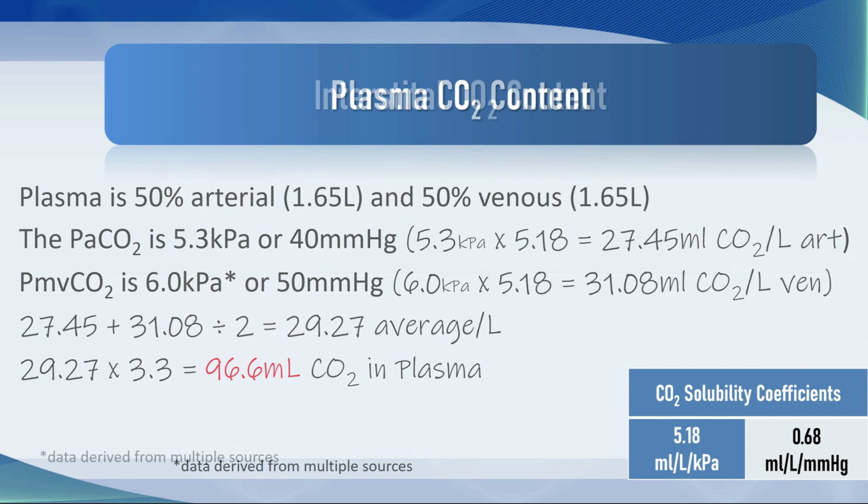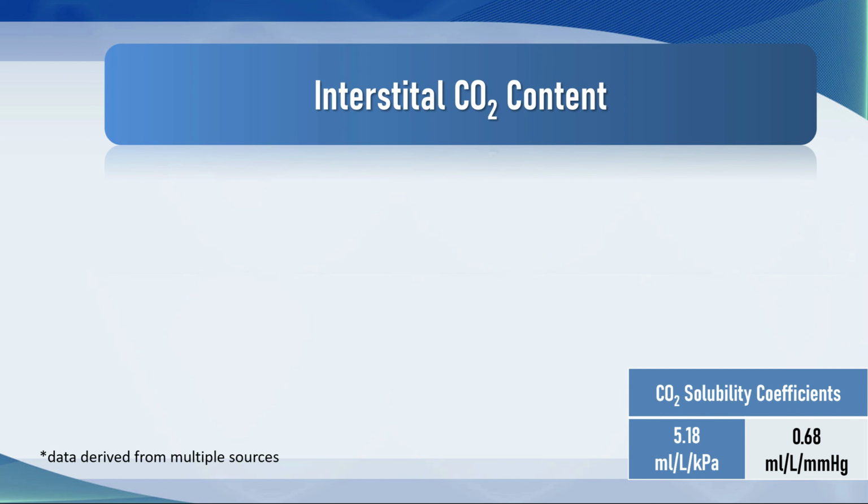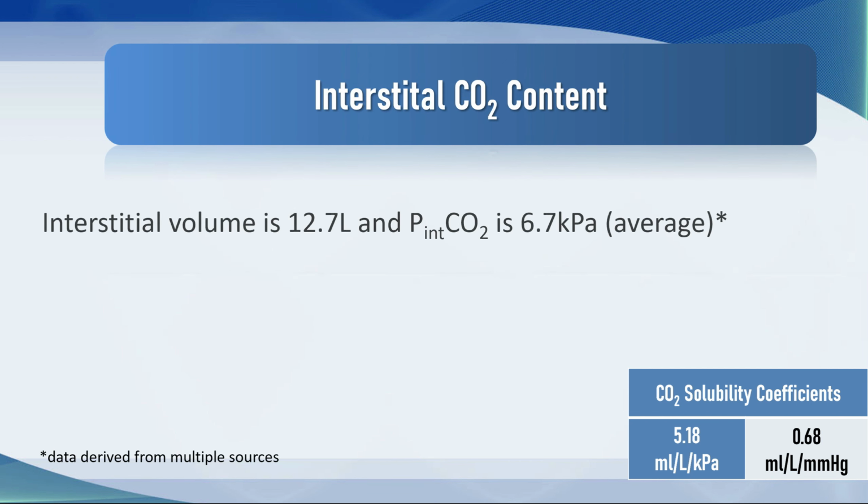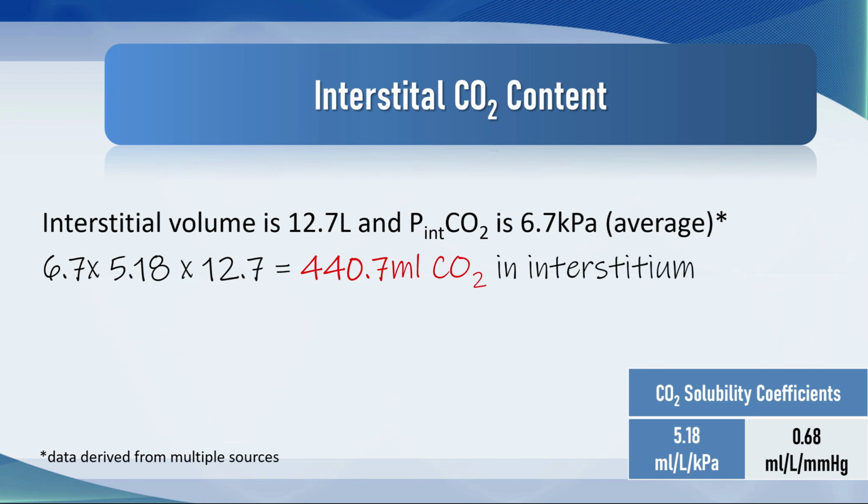That means we must calculate the interstitial CO2 content using the same calculations. We know the interstitial volume is 12.7, and the interstitial partial pressure of CO2 on average is 6.7 kilopascals. Calculation is 6.7 times 5.18 times 12.7, and that means that there are 440.7 mils of carbon dioxide in the interstitium. Have a go at calculating out these numbers using millimeters of mercury.